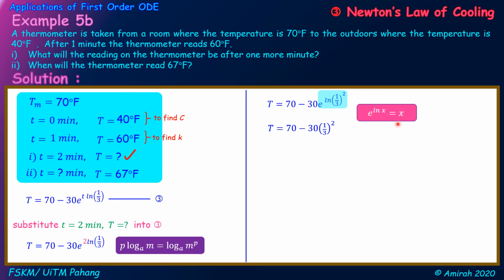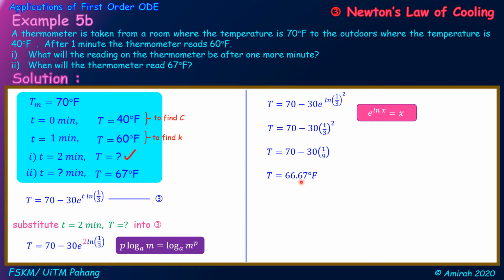Using this formula, if e to the power of positive ln x, the answer equals x. So now we have e to the power of positive ln of 1 over 3 squared. Now our x equals 1 over 3 squared, so we have 1 over 3 squared. We can simplify, then we get temperature equals 70 minus 30 times 1 over 9. Then using a calculator, temperature equals 66.67 degrees Fahrenheit up to 2 decimal places.